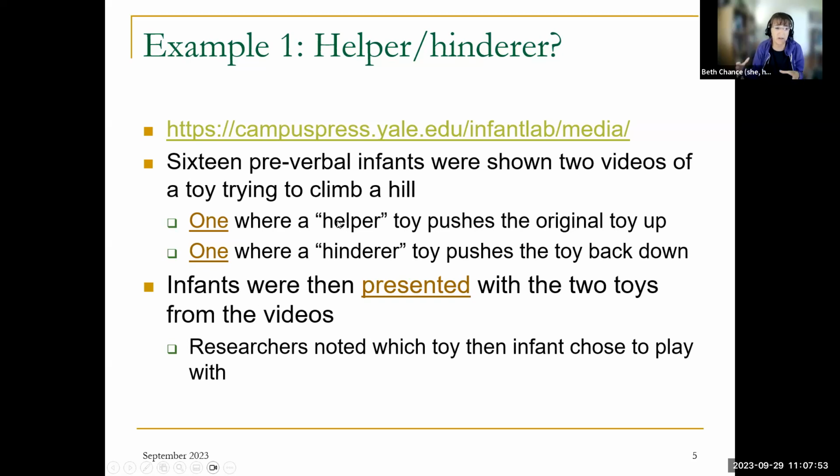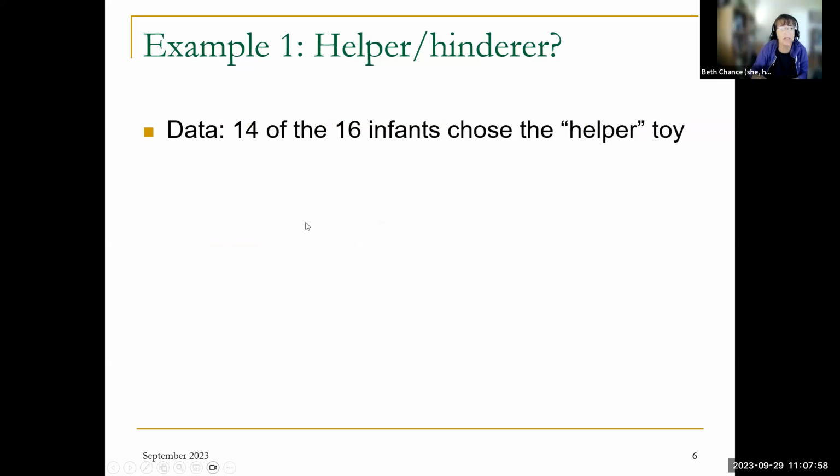As I say, they did several different versions of this study. One of them was 16 10-month-old infants, and 14 of the infants chose the helper toy. So are you completely convinced that this means infants did do some kind of social evaluation, even pre-verbal infants, and they seem to like this helping toy more than the hinderer toy? Or might there be another explanation? So maybe throw in the chat, what are some explanations for why so many of the infants chose the helper toy rather than the hinderer toy?